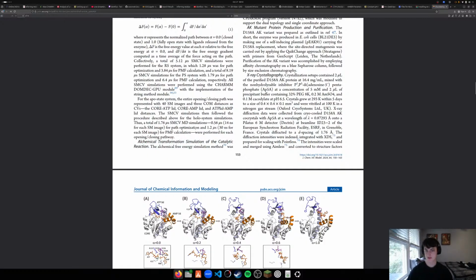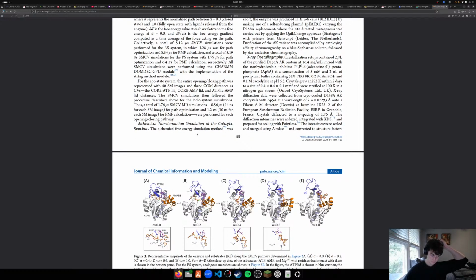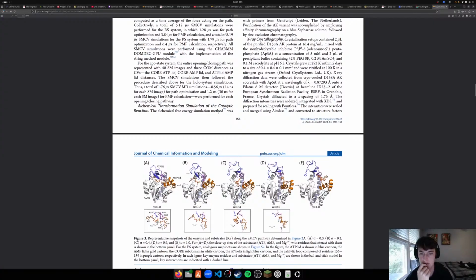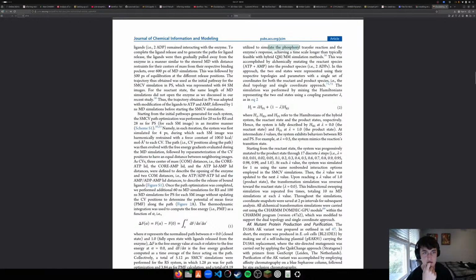Alchemical transformation simulation of catalytic reaction. They're doing alchemy. The alchemical free energy simulation method was utilized to simulate phosphorus transfer. Ooh, that's cool. Oh, did they just replace the things then? Is that what they mean by that?